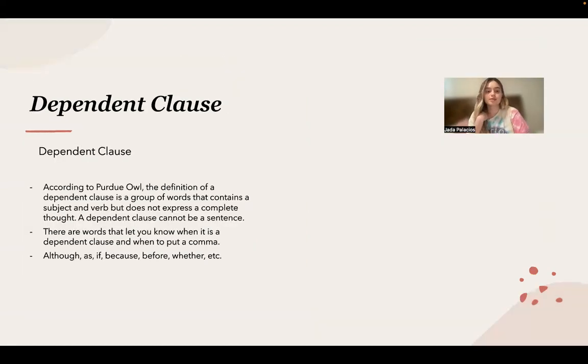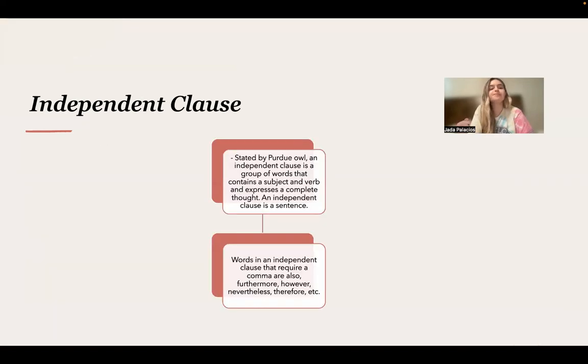So there's something known as a dependent clause. According to Purdue OWL, the definition of a dependent clause is a group of words that contains a subject and verb, but does not express a complete thought. A dependent clause cannot be a sentence. There are certain words that will indicate when it is a dependent clause and that a comma is most likely needed. So some of these words are, once again, although, as, if, because, before, whether.